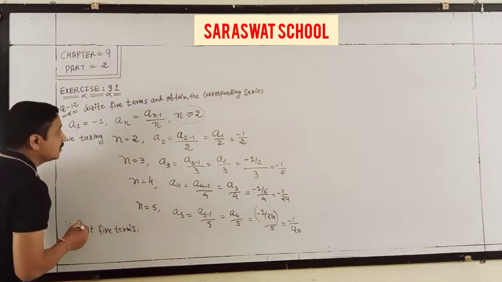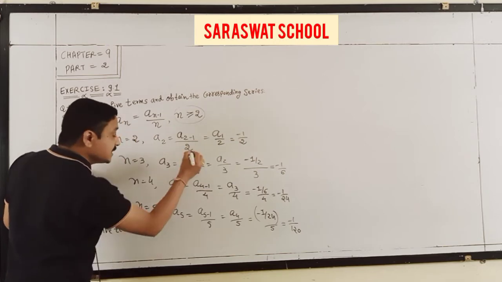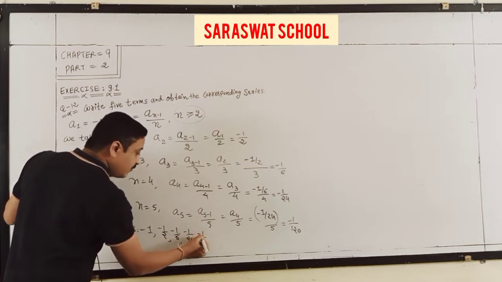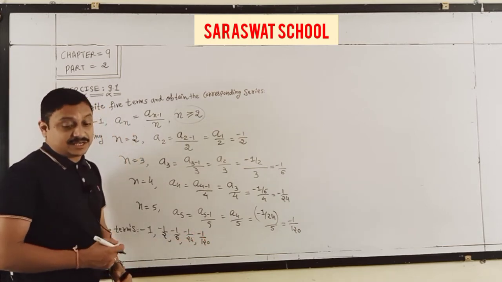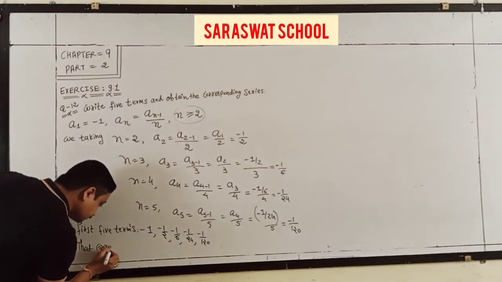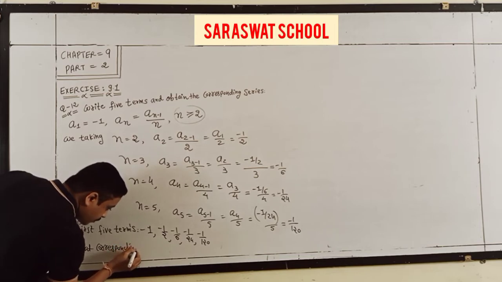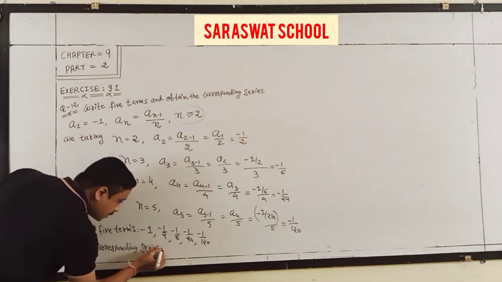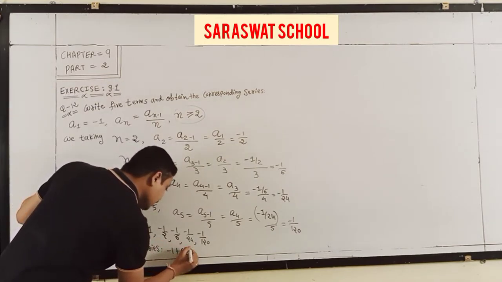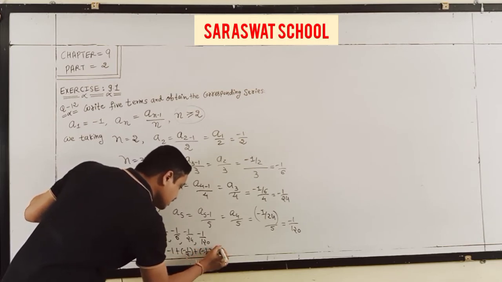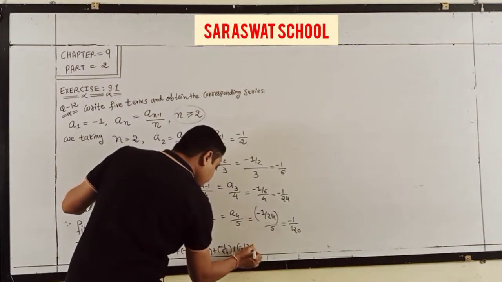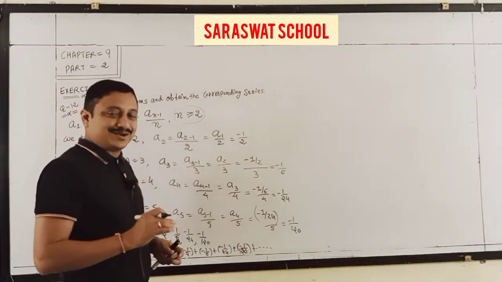So you were asking for the first 5 terms, and they are ready. The first term is minus 1, second minus half, minus 1 by 6, minus 1 by 24, and minus 1 by 120. Now I also want the corresponding series. Yes, that corresponding series is also ready. That is minus 1 plus minus half plus minus 1 by 6 plus minus 1 by 24 plus minus 1 by 120 plus dot dot dot, continue.